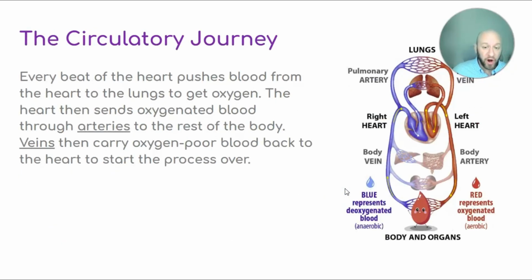Every beat of our heart pushes blood from the heart to the lungs in order to get oxygen. The heart then sends oxygenated blood, which means blood with oxygen, through arteries to the rest of the body. Now, our veins carry oxygen-poor blood, meaning blood that doesn't have oxygen in it anymore, because that oxygen was transported to other organs. And our veins carry that oxygen-poor blood back to our heart to start the process over again.